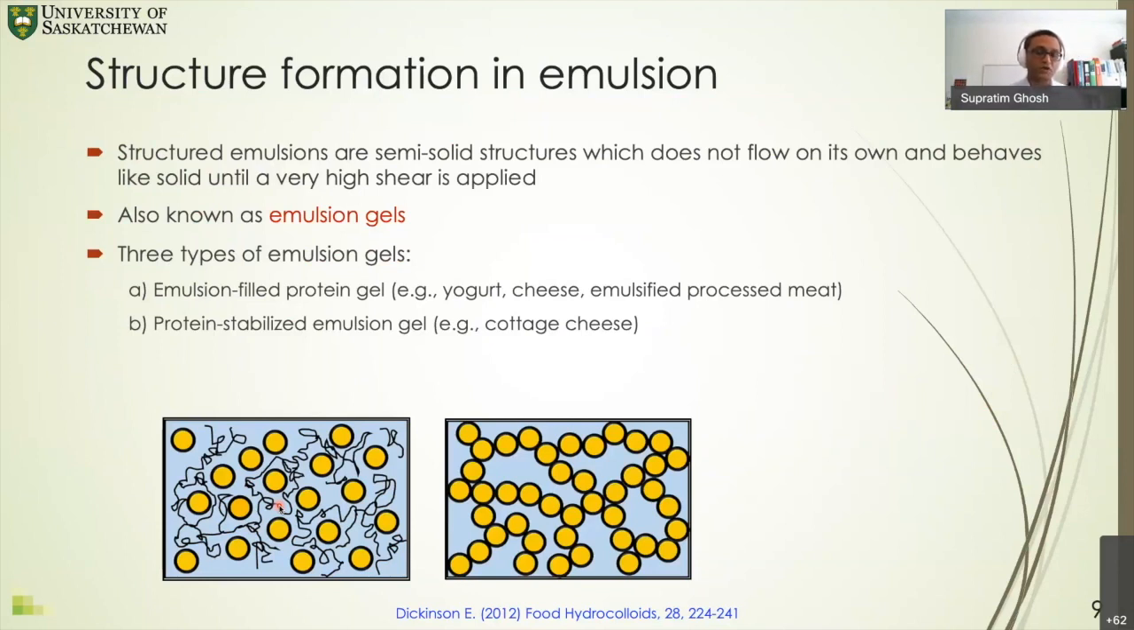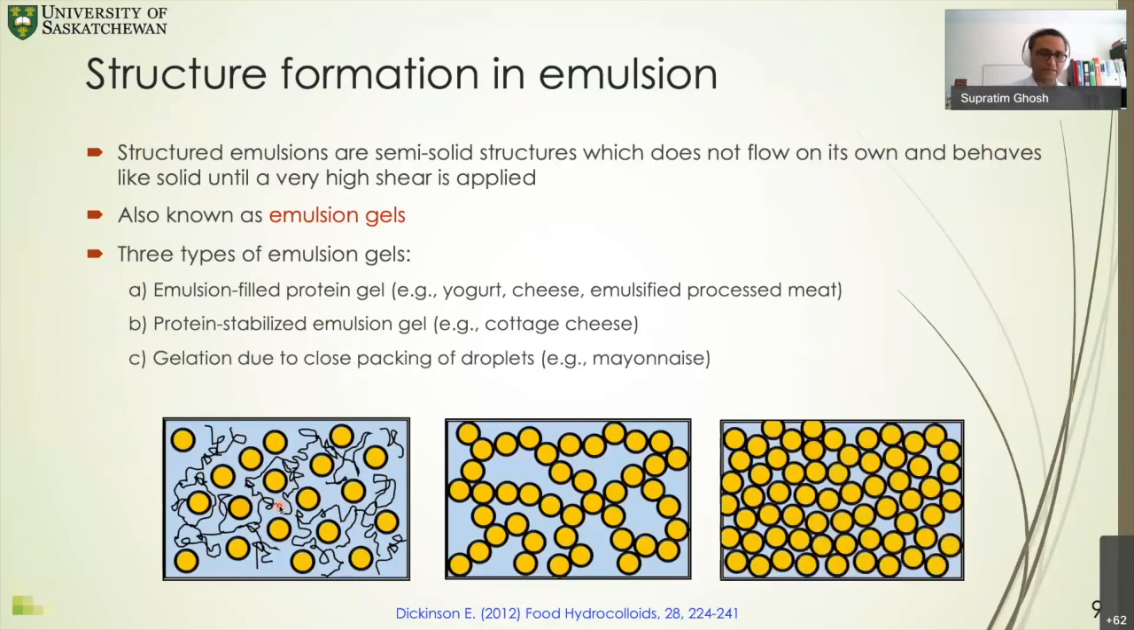You can have a strong attraction between the droplets, and the droplets will be attracted to each other and form a three-dimensional network, and can also hold water in between them and give you a gel structure. So you can call it emulsion-stabilized protein gel. And Professor Dickinson has been working on this for a long time, and some of these concepts are taken from his review paper published in Food Hydrocolloids.